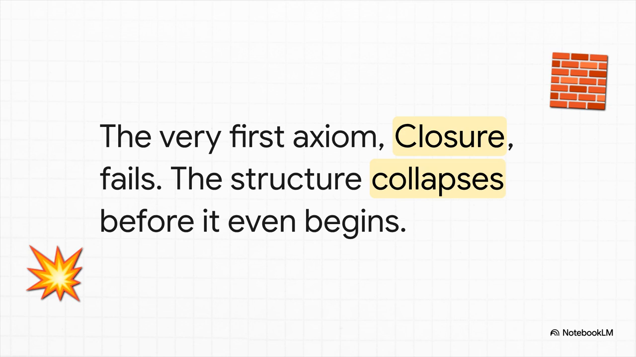And that's it. We don't even have to check the other 9 axioms. The moment closure fails, the game is over. This set, with these operations, is not a vector space. It just goes to show you how absolutely essential that first, seemingly simple rule really is.